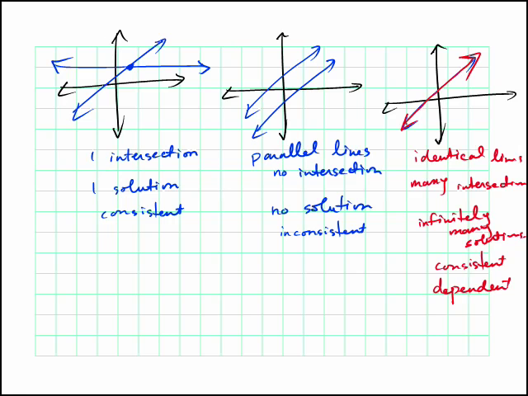Okay, and that's all that can happen when you graph 2 lines. You can't have one line curving around another one and then have 2 intersections. Not going to happen. One of these 3 cases. Now, let's talk about the substitution method. Let's do a couple examples of that.